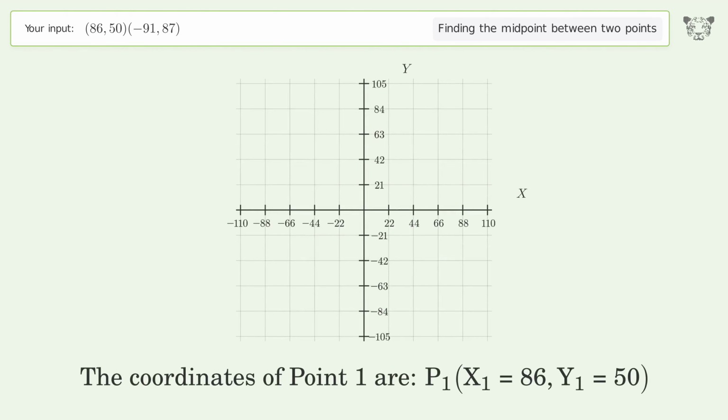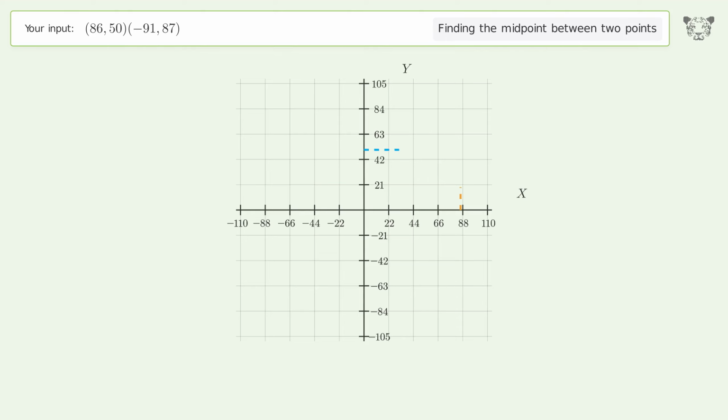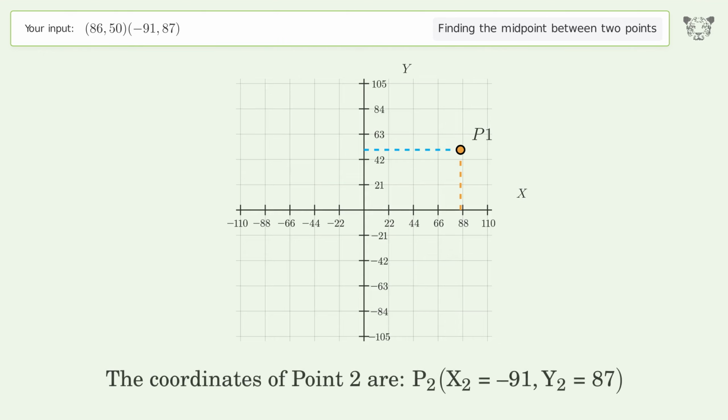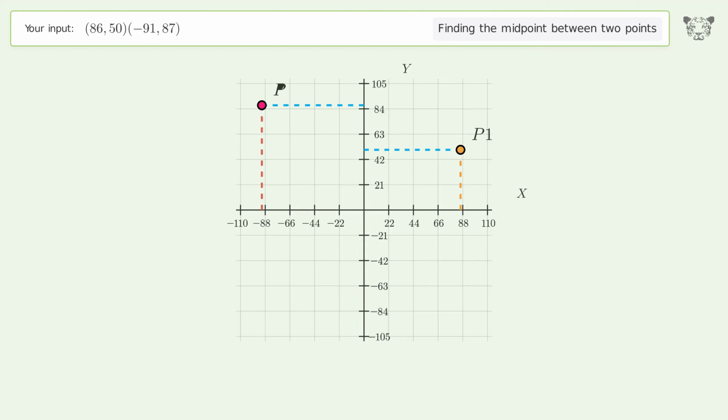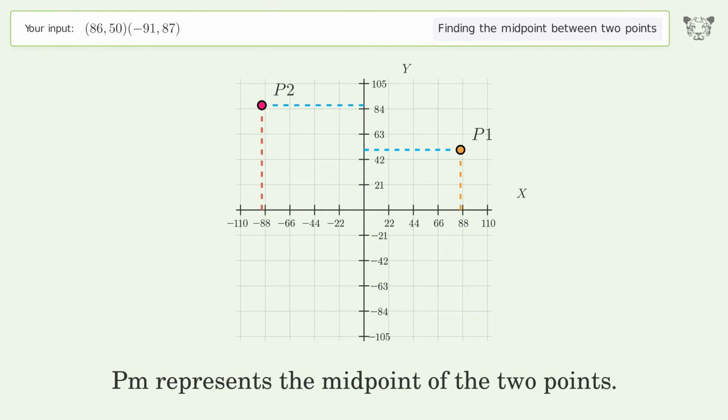The coordinates of point 1 are x1 equals 86, y1 equals 50. The coordinates of point 2 are x2 equals negative 91, y2 equals 87. PM represents the midpoint of the 2 points.